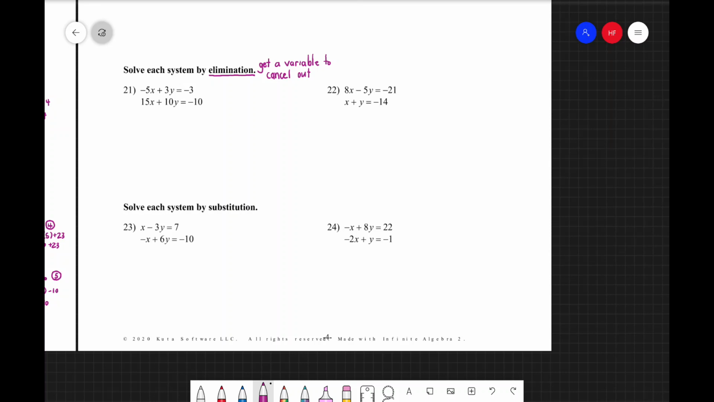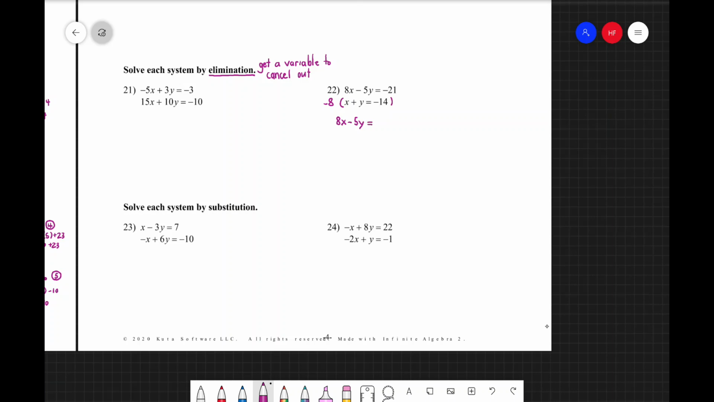On number 18, it says solve each system by elimination. So that means we want to get one of our variables to cancel out. We're going to multiply one of our equations by some constant to make it cancel out one of the variables. So I have 8x minus 5y equals negative 21, and x plus y equals negative 14. I'm going to multiply the bottom one by negative 8 to make the x's cancel out. So keep the top one the same.